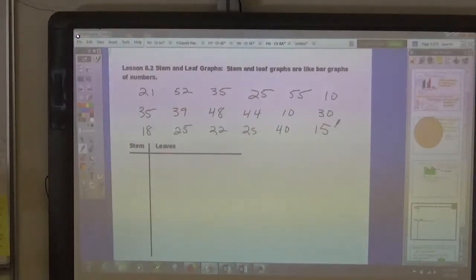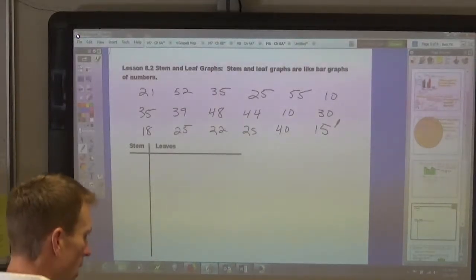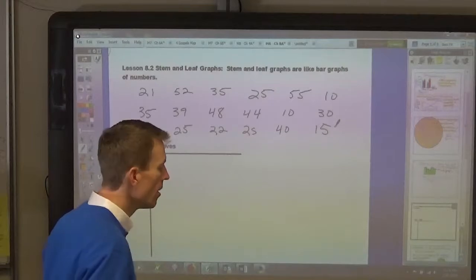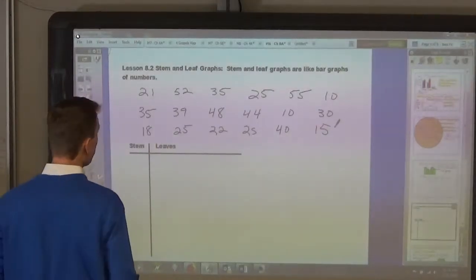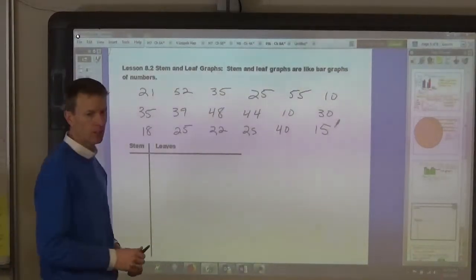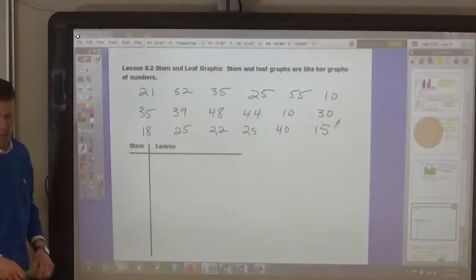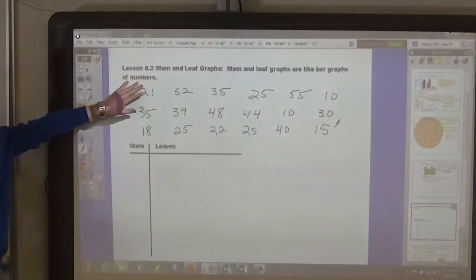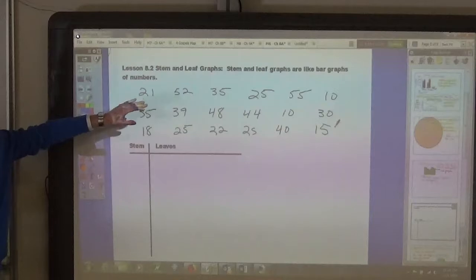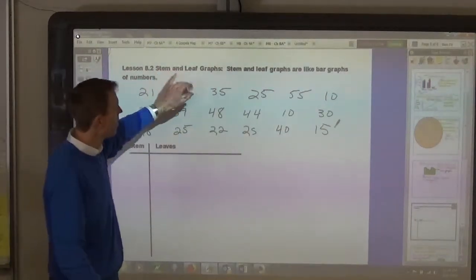All right, sixth graders, in lesson 8.2, we're going to talk about two more types of graphs. Stem and leaf graphs, and what are called histograms. So let's start with stem and leaf graphs. Stem and leaf graphs, and write this down in your notes.